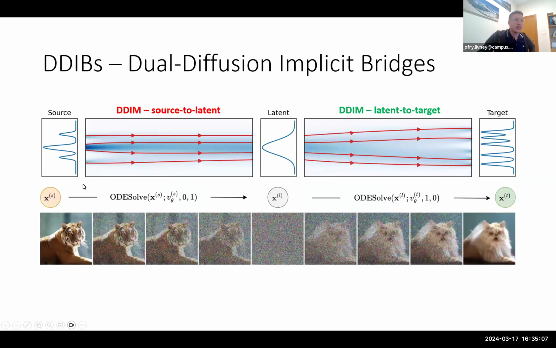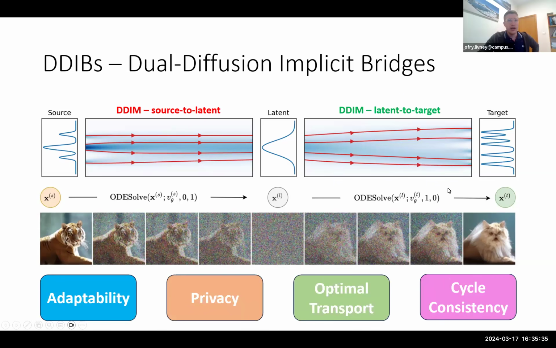So this is the architecture they proposed. It's called DDIBs, Dual Diffusion Implicit Bridges. And for now, all that you need to know is that they concatenated 2 diffusion models, one that was trained on the source domain and performed a source to latent Gaussian vector mapping, and then another diffusion model that mapped this Gaussian vector to the target domain. And in the next part of the seminar, we'll discuss why this architecture actually offers us all these nice features.